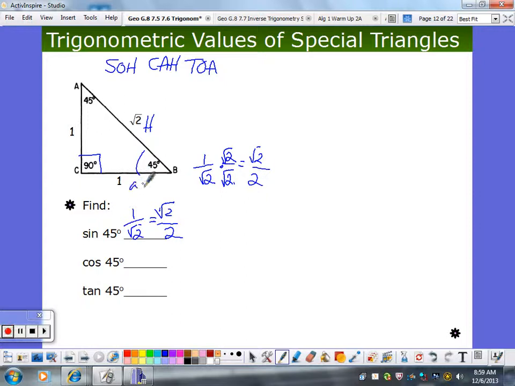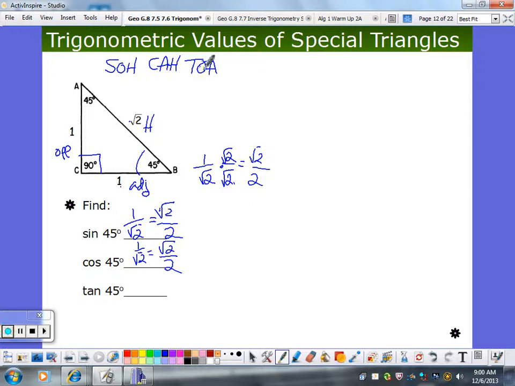Okay, what about the cosine of 45 degrees? Well, that would be the adjacent over here, right? That's the opposite, if I'm relative to this 45 degrees. So what's my cosine? What do you think, Michelle? Same thing, right? So it's going to be 1 over the square root of 2, and then we rationalize that denominator. How about the tangent of 45 degrees? What's that going to be?